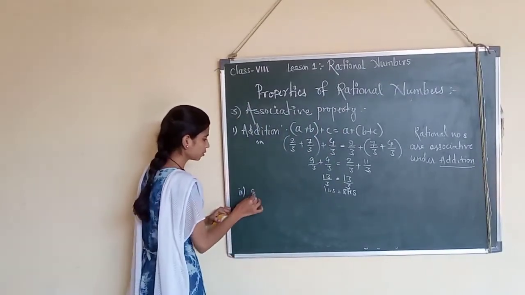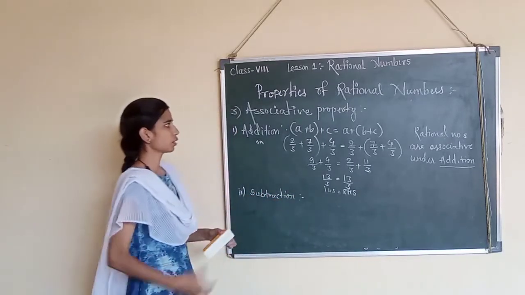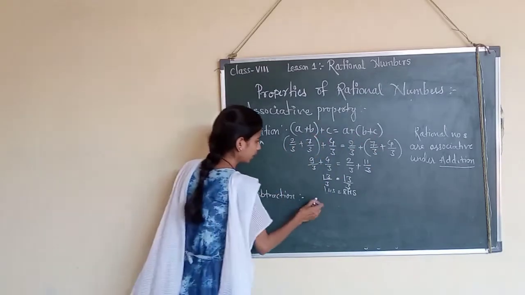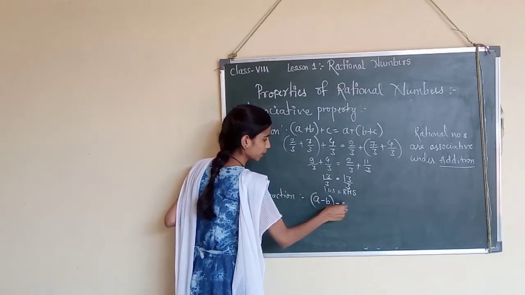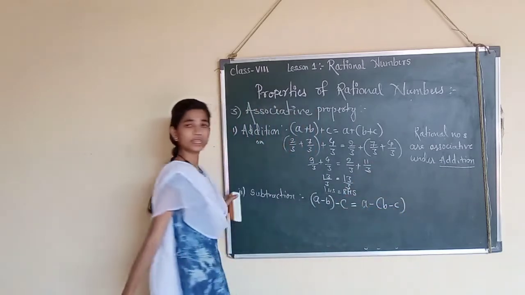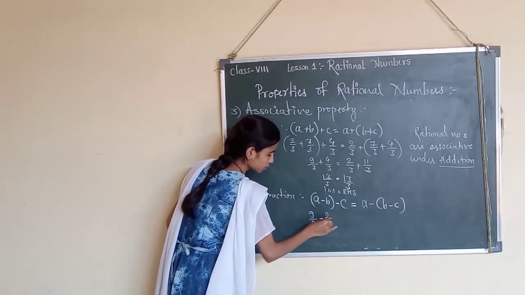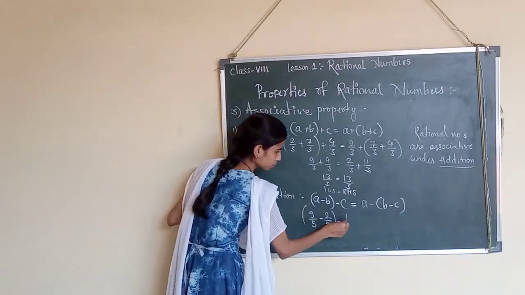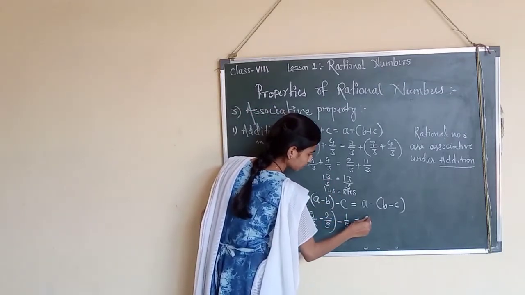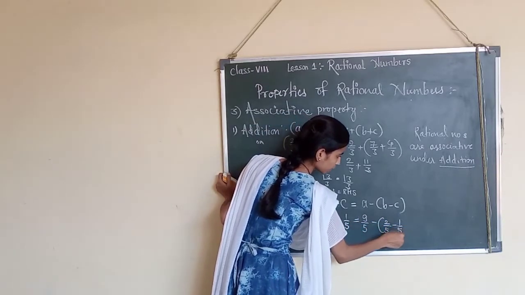Now second one is about subtraction. Means when we rearrange the rational numbers by using subtraction, then it will be (a - b) - c versus a - (b - c). Now we'll take one example: 9/5 - 2/5 - 1/5. Means all three are rationals. Then 9/5 - 2/5 - 1/5 compared with 9/5 - (2/5 - 1/5).